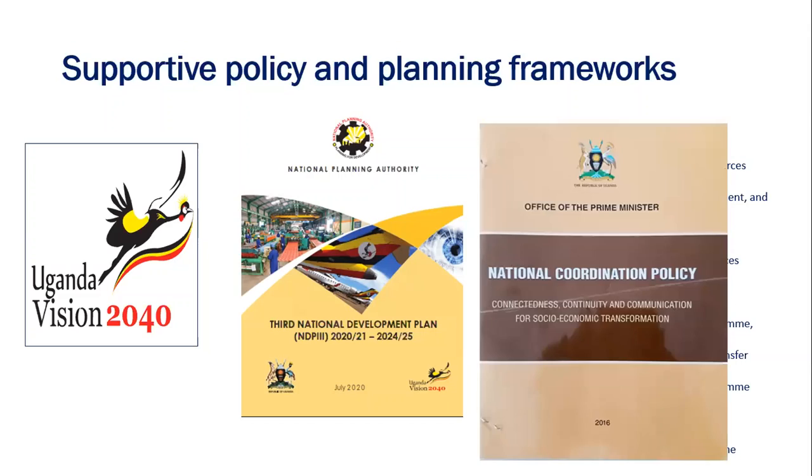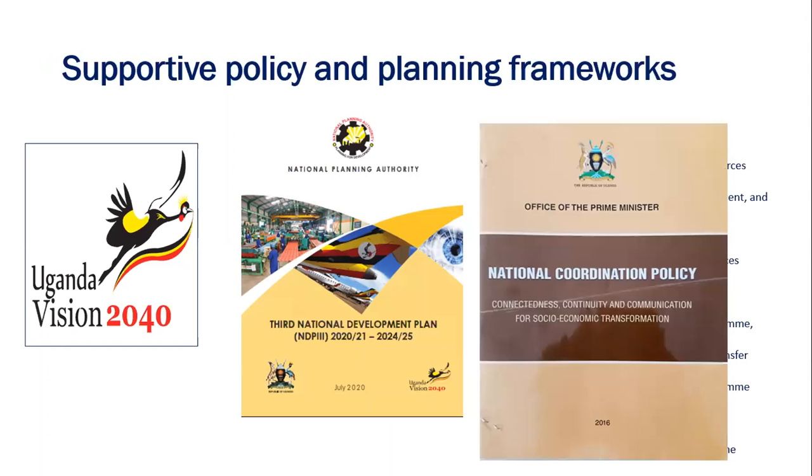Next is that we have a national coordination policy. That is under the Office of the Prime Minister as the lead of government business. And this in a way aligns all the government's interests around coordination and working across sectors. In other words, the policy and planning frameworks are supportive of this agenda. Quickly, next.